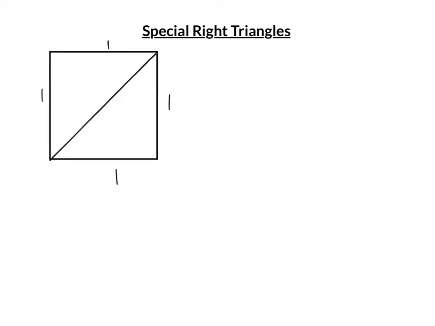Drawing in the diagonal of the square creates a triangle that is isosceles, making these two angles equal. And since the corner is 90 degrees, there's only 90 degrees left in the triangle. And since it's isosceles, each one of these has to be 45 degrees. So the triangle we're looking at that is a special right triangle is a 45, 45, 90.